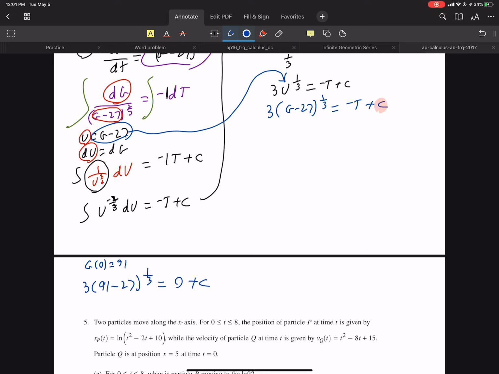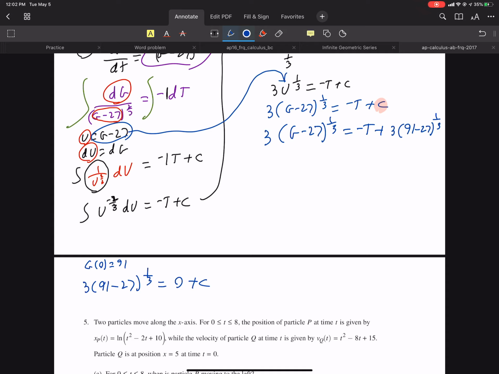All right, we will continue. Now you can simplify that, the 91 minus 27 to 1/3 times 3, or not. So in this case, I am not going to, to model what you should do.